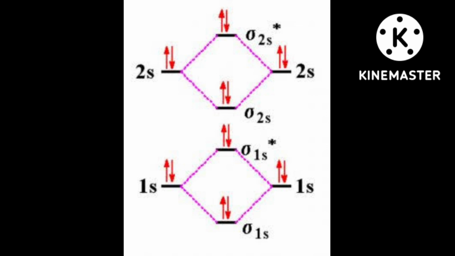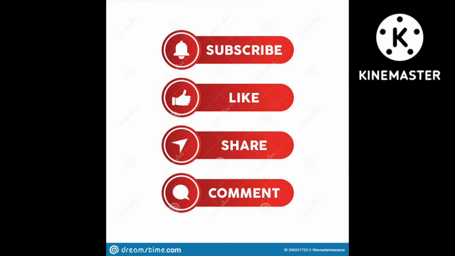All things are same, because earlier you had written sigma 2pz is less than pi 2px equals pi 2py. But here it is reversed: pi 2px equals pi 2py is less than sigma 2pz. Other things are the same. The important characteristic feature of this order is that the energy of the sigma 2pz molecular orbital is higher than that of pi 2px and pi 2py. That is the only difference.